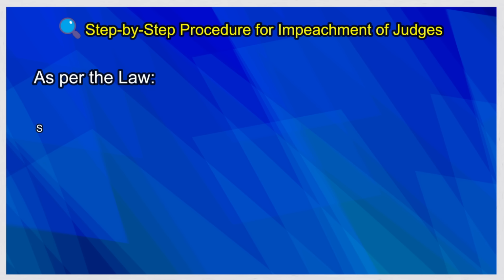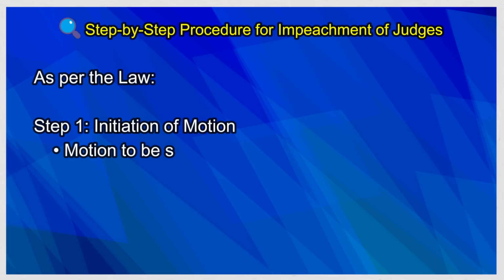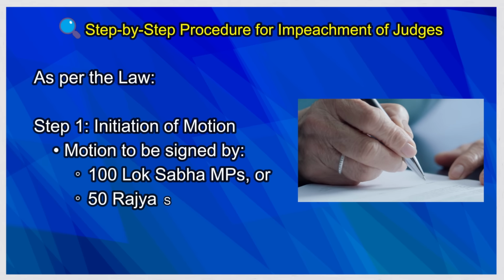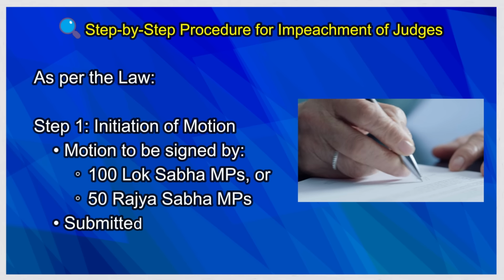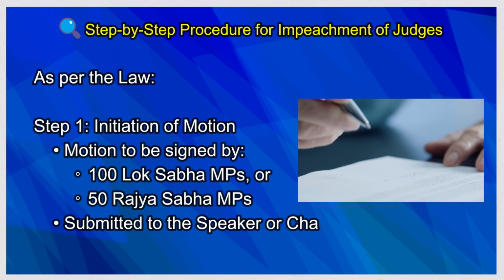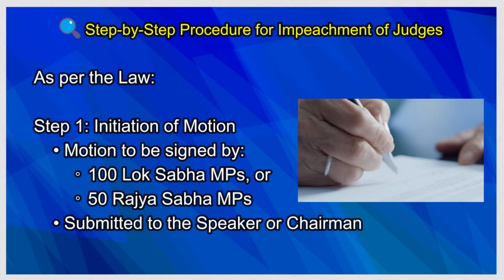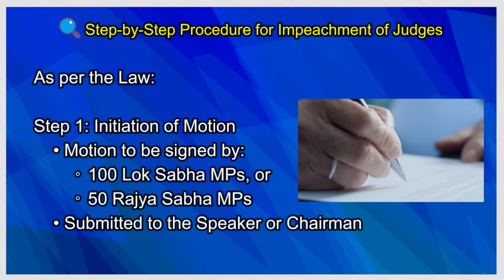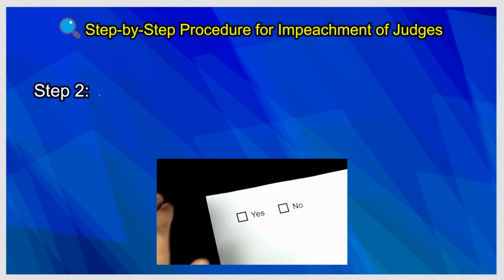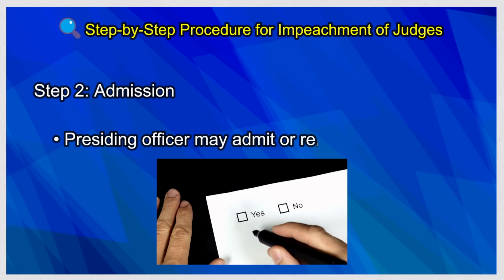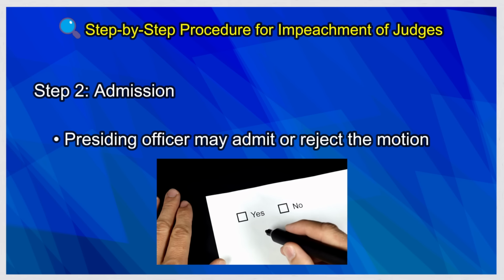Now let us understand the step-by-step process for impeachment of judges. As per the Judges Inquiry Act 1968, the first step is initiation of motion. The motion has to be signed by 100 Lok Sabha MPs or 50 Rajya Sabha MPs and submitted to the Speaker or the Chairman depending on which house the motion has originated. The second step, admission, that is the presiding officer may admit or reject the motion.